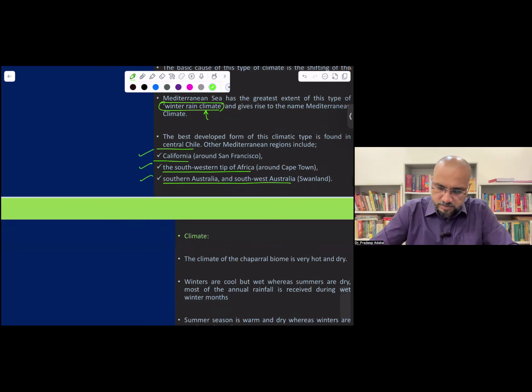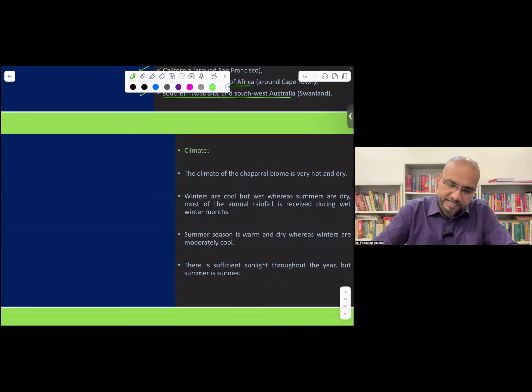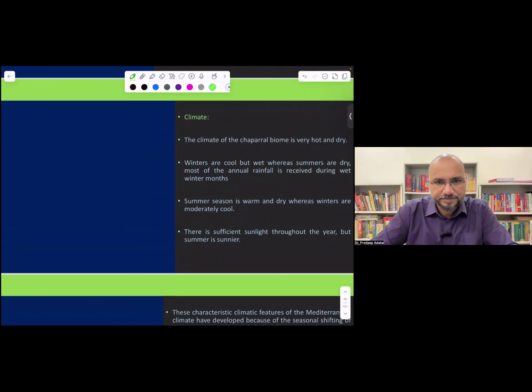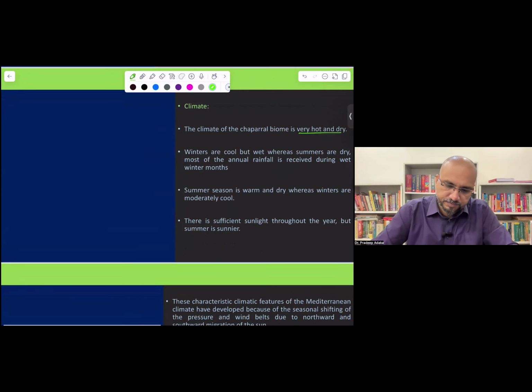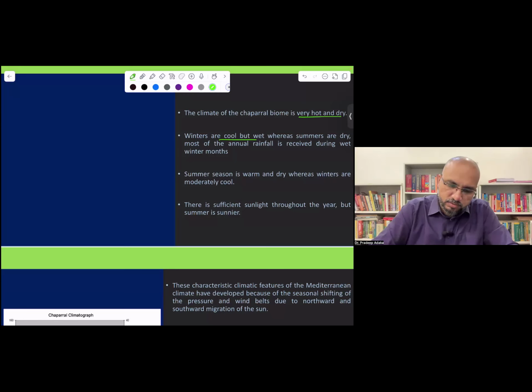Okay. Now, climate, it is hot and dry. So winters are cool but wet, whereas summers are dry. Most annual rainfall is received during the winter months. Winters are wet, summers are dry. Precipitation is during the winter time. This is the characteristic of Mediterranean climate.